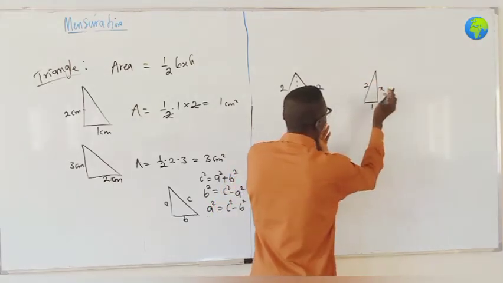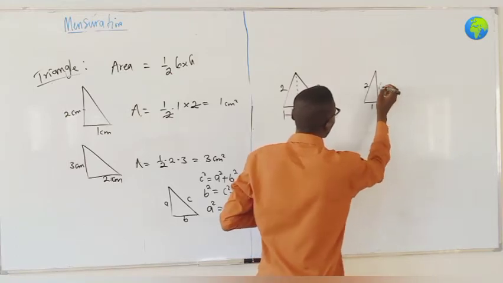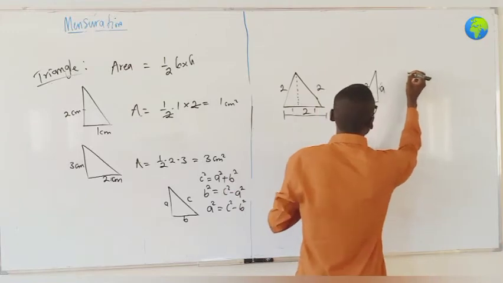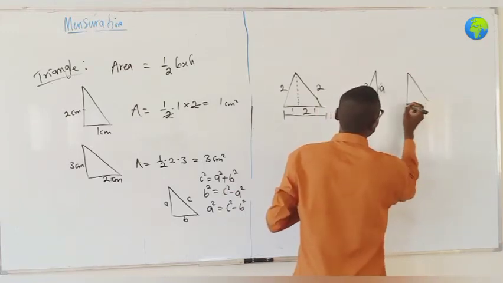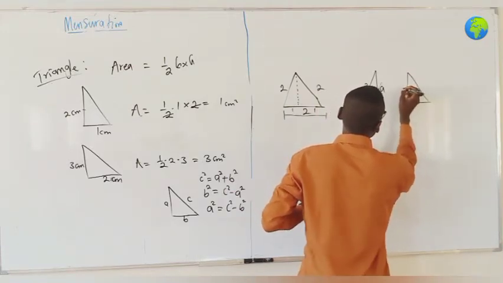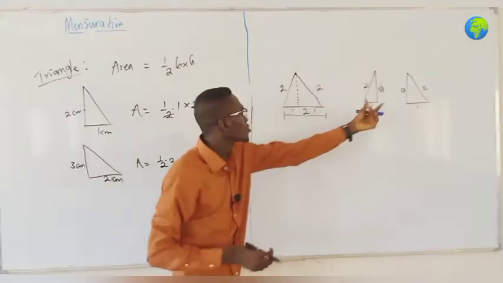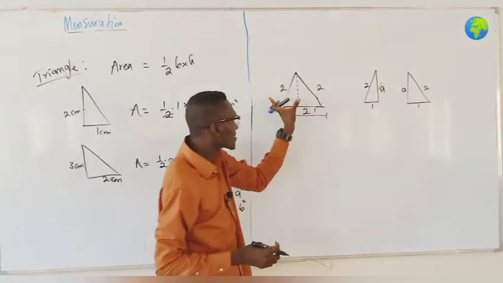Let me call this A. Sorry, I wanted to use X. This is A. Same thing with the other part. If I cut it into 2, I'm going to have this side to still be my A. This is 1 and this is 2. Because if you join these together, you're going to have the same shape here.